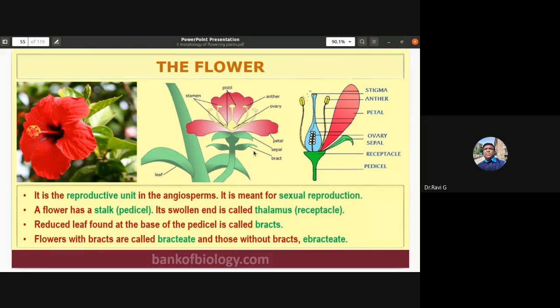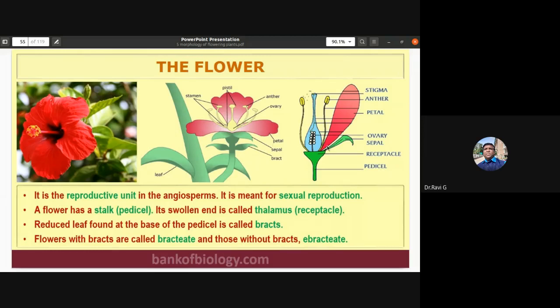So the small leaf-like structures found at the base of the pedicel or the floral stalk, we call it as bract. If bracts are present, the flowers are called as bracteate, and if bracts are absent, we call the flowers as ebracteate. So remember this definition about bracteate flowers and ebracteate flowers. If flowers are having this bract, we call them as bracteate, and those without bracts, we call them as ebracteate.